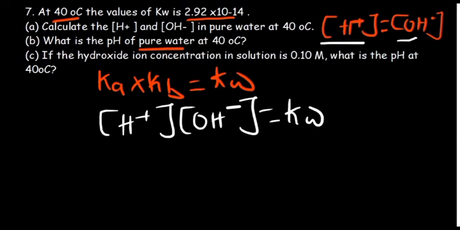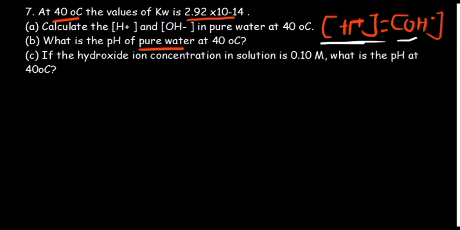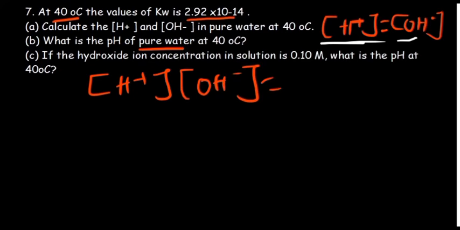So basically if we expect it to be pure, and we understand that water is neutral, meaning that there are no excess ions there, they are basically equal. The protons are equivalent to the hydroxide ions. Okay, so in this case, applying the same concepts, we know that the product of the hydrogen ions multiplied by the hydroxide ions is going to be equal to the Kw, which in this case has been given to be 2.92 by 10 to the power negative 14.